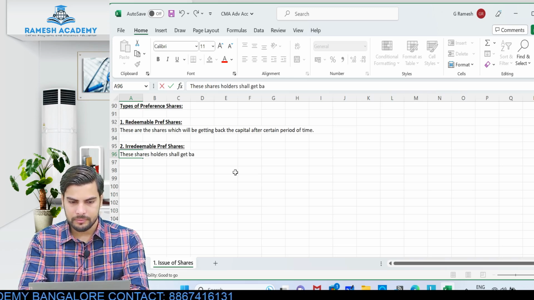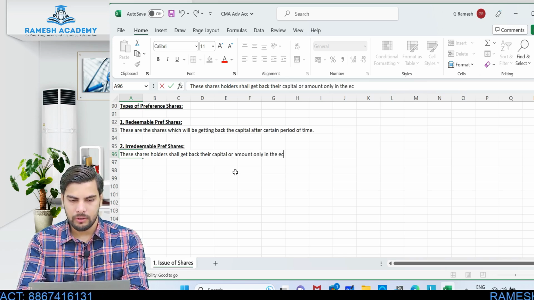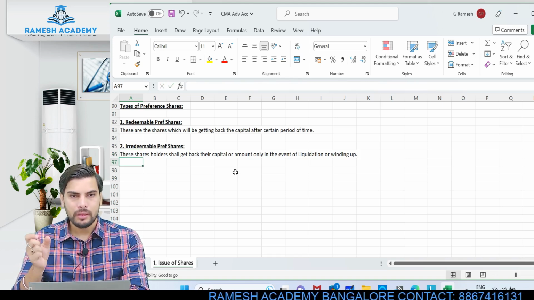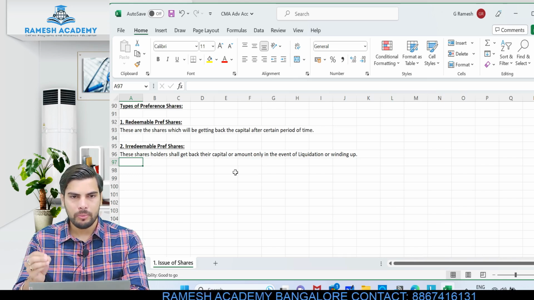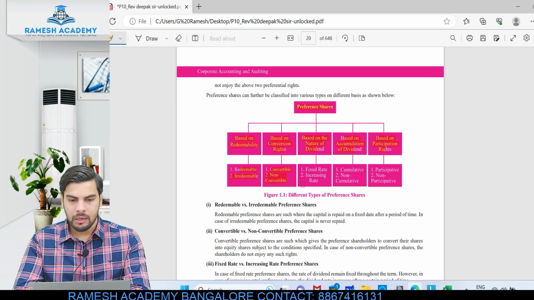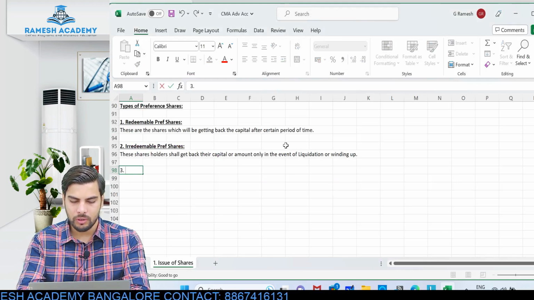These shareholders shall get back their capital or amount only in the event of liquidation or winding up. Only in case of liquidation or winding up of the company will they get back the amount. Until the company is liquidated, they will not get it back. So that is irredeemable preference shares. Clear? Now based on conversion rate, we have convertible preference shares and non-convertible preference shares.